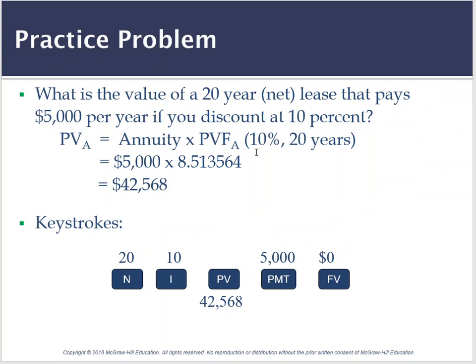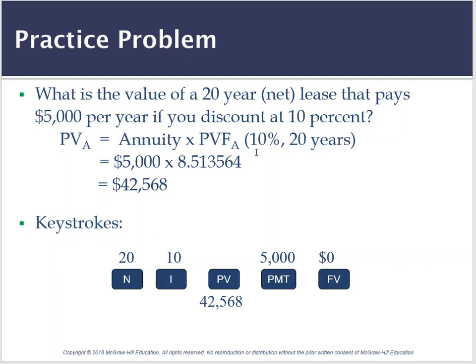Another practice problem, the value of a 20-year lease. Now this is real estate oriented, that pays 5,000 per year if you discount at 10%. The present value, now once again, they're just calculating it by hand using a table. 5,000 times the future value of an annuity factor of 8.51 gives you 42,000. We're going to use calculators.